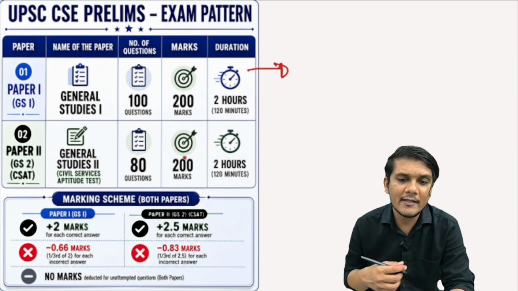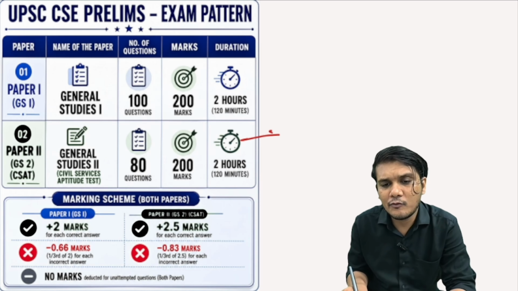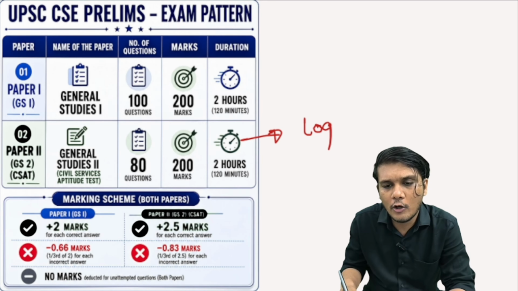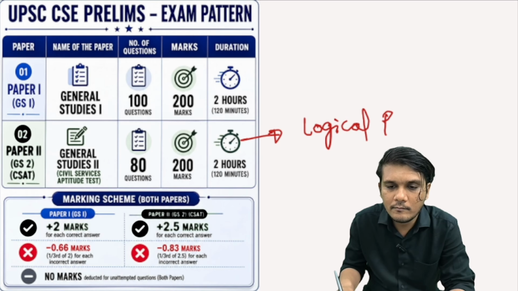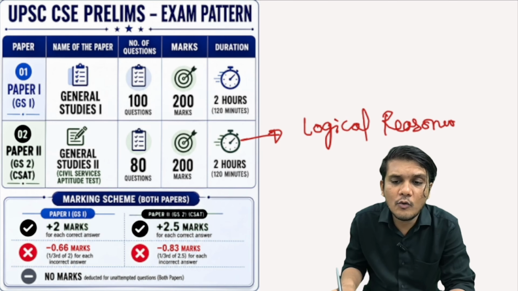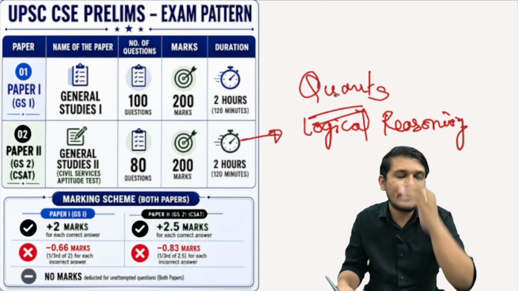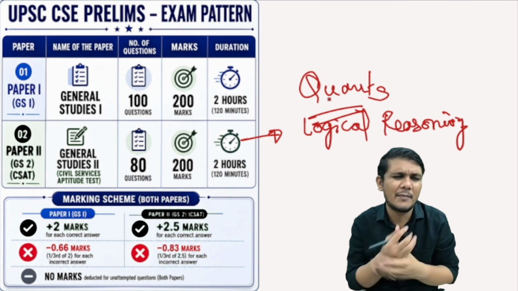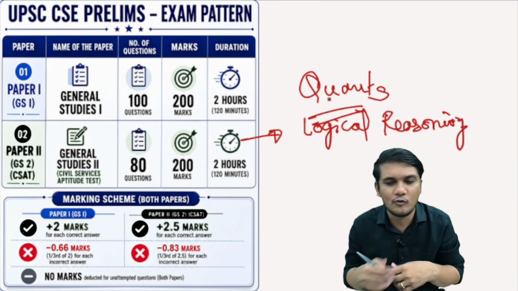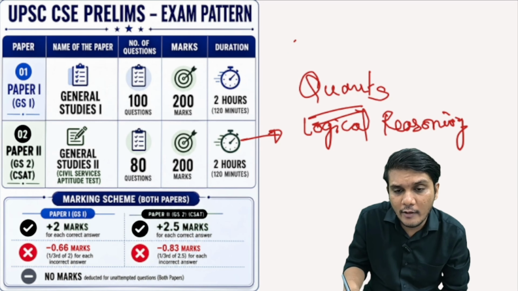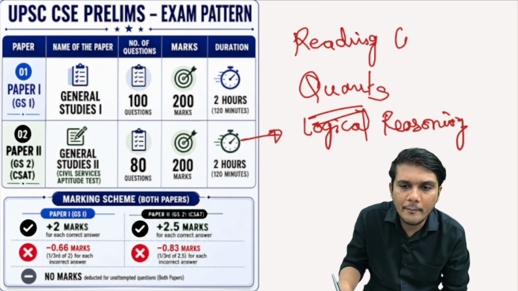Now, let us look at the CSAT syllabus. When it comes to CSAT, you will have logical reasoning. Then you will have quantitative aptitude, which is with respect to numbers, percentages, speed, distance, and time, and so on and so forth. Then you will also have reading comprehension.